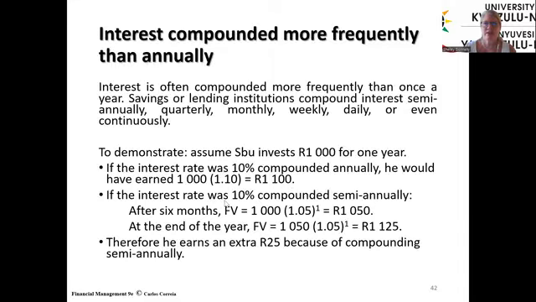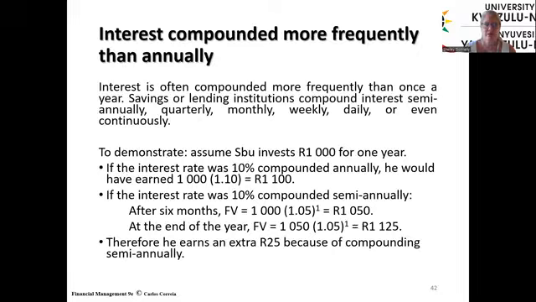If, however, the interest rate was going to be compounded twice a year, so it's 10%, but it's compounded semi-annually, then what happens is after 6 months, his 1,000 Rand invested will grow by half of 10%, which is 1,050. And then that is reinvested. And for the second half of the year, it earns another 5%. And then he ends up at the end of the year with 1,125. So can you see that he's earned extra, 25 Rand extra, in fact?